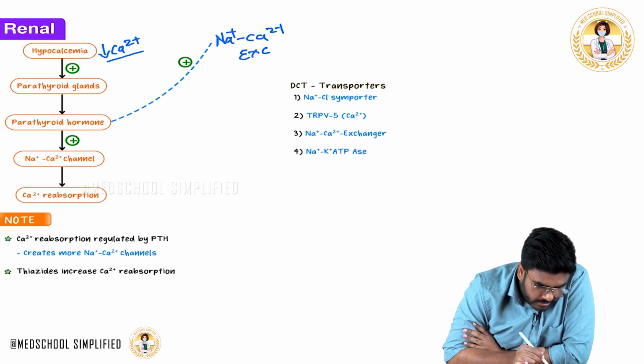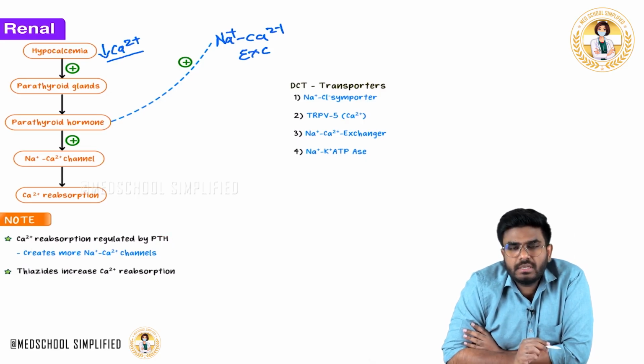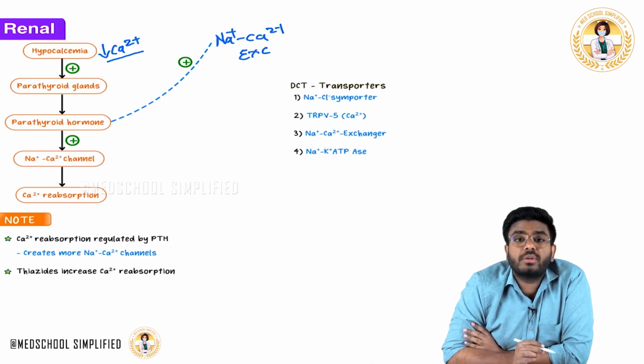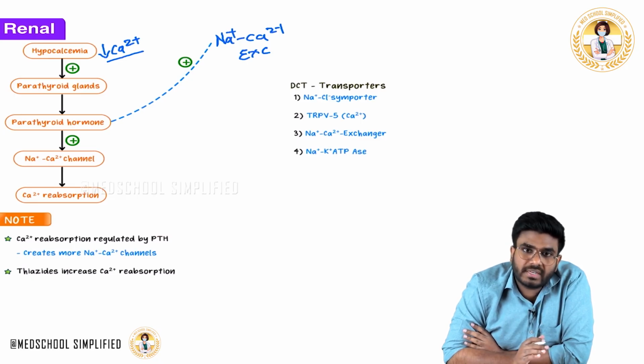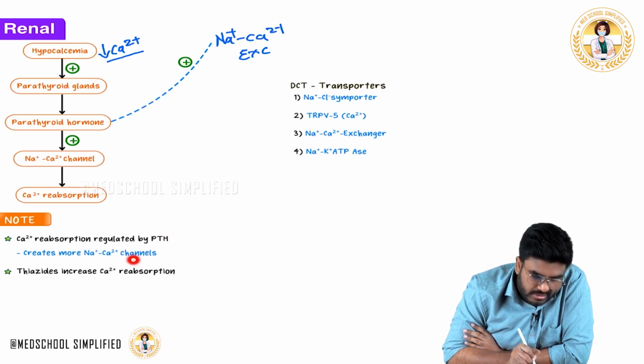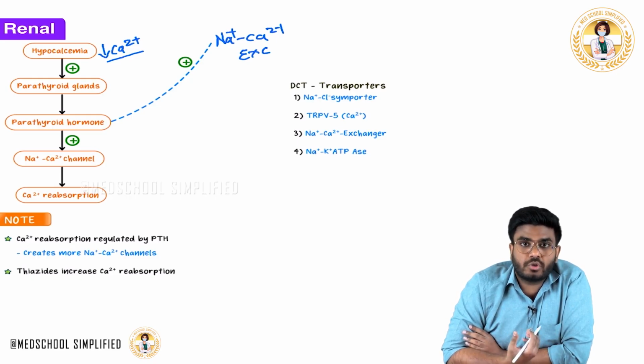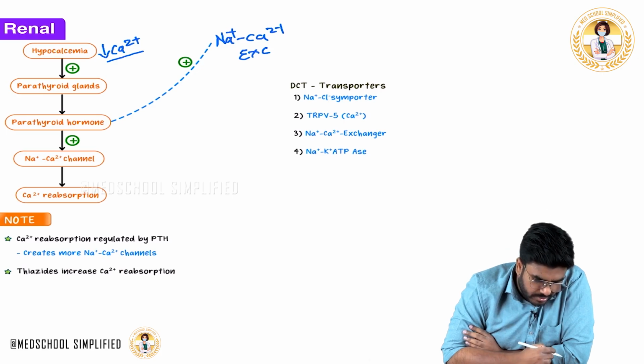Now please look here, the calcium reabsorption is regulated by parathyroid hormone. Where is parathyroid hormone going to act? It acts on the distal convoluted tubule. It increases the activity of the sodium calcium exchanger. Not only that, it increases the number of sodium calcium exchangers. Under the influence of parathyroid hormone, more sodium calcium exchangers are going to be produced. So more sodium calcium exchangers means more calcium reabsorption into the body.